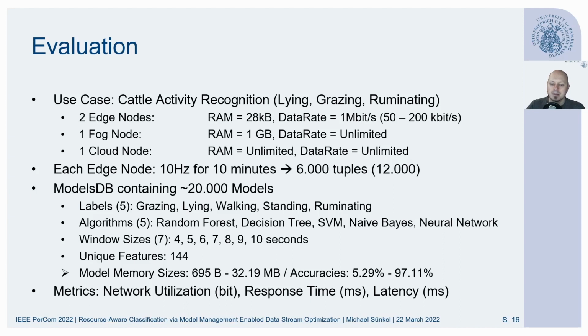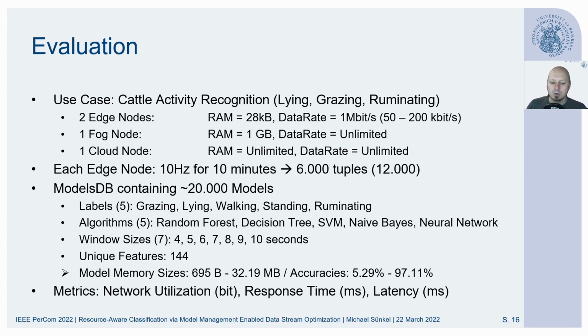Each edge node sends data for 10 minutes with a frequency of 10 Hz. That means that each edge node is sending 6,000 tuples within our experimental setup, and that a total of 12,000 tuples are sent by the sensors. We also set up a model database containing about 20,000 models, which is used for our evaluation. The models have been created systematically. The model sizes regarding memory are from 700 bytes to 32 megabytes. And the accuracies of the models reach from 5% to 97%.